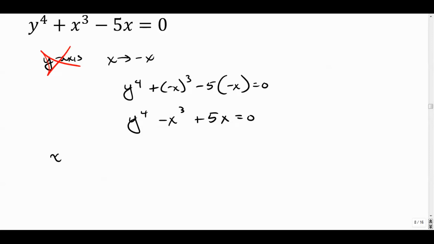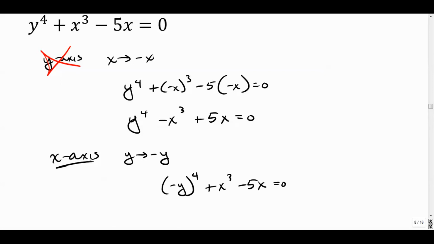Let's test for x-axis symmetry. So the y's turn into negative y's. So I get negative y to the fourth plus x to the third minus 5x equals 0. A negative number to an even power goes to positive. So yeah, this is precisely what I started with. So that is a yes. This has x-axis symmetry.